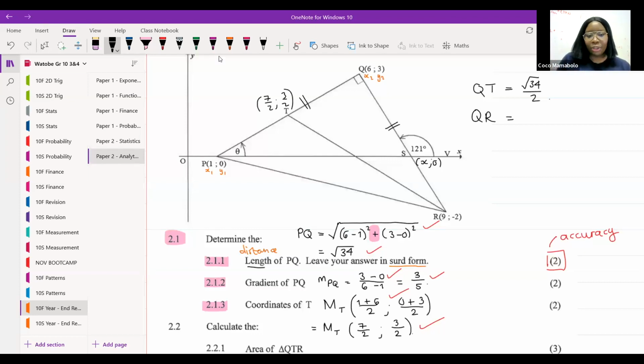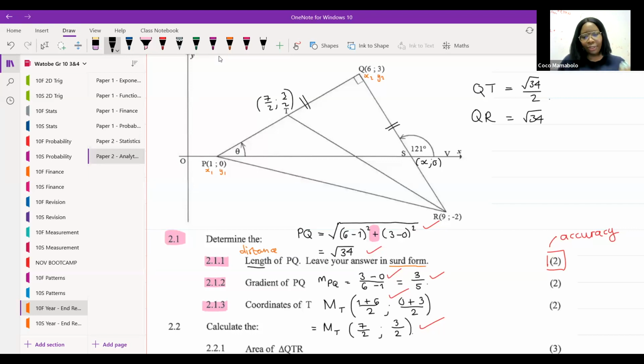All right. What do we know about QR? And if you're guessing, Abigail's got the answer for you in the chat. What is the length of QR? I got square root of 34. Correct. It's the square root of 34 because they've told us that PQ and QR are the same length. Good. We've got those lengths. We know that this one is the square root of 34.